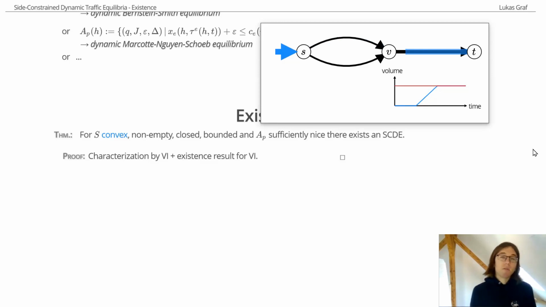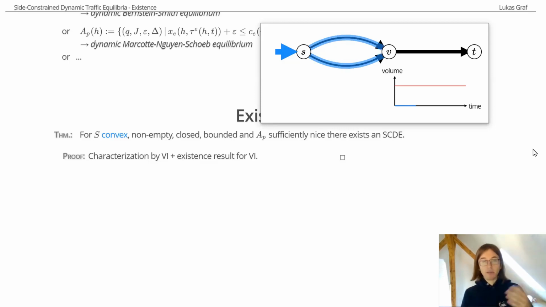And now we think the network is maybe symmetric. So the exact same would happen if we had all the flow entering the lower path. So we have two feasible flows in this setting, which of course means that if our set S were to be convex, then if we split the flow equally between the two paths, then this should again be a feasible flow like this. But we can already see a problem here.